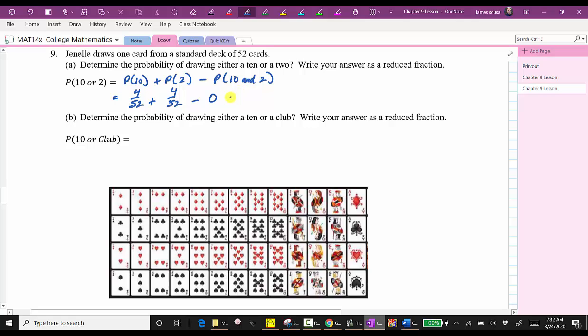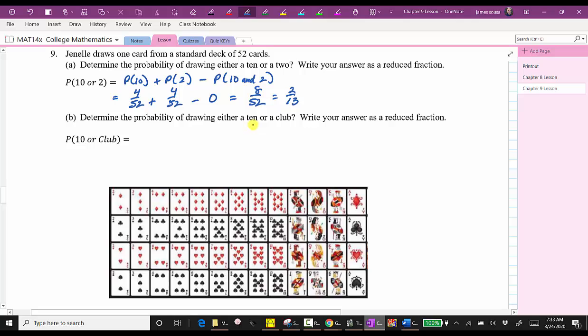So, which gives us a final probability of 8 divided by 52, which simplifies to 2/13. And we are told to leave the probability as a simplified fraction. And for part B, we're asked to determine the probability of drawing either a 10 or a club.